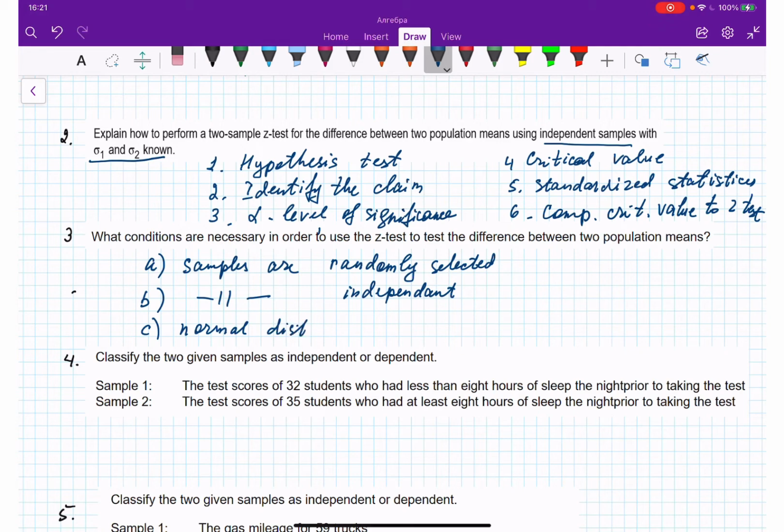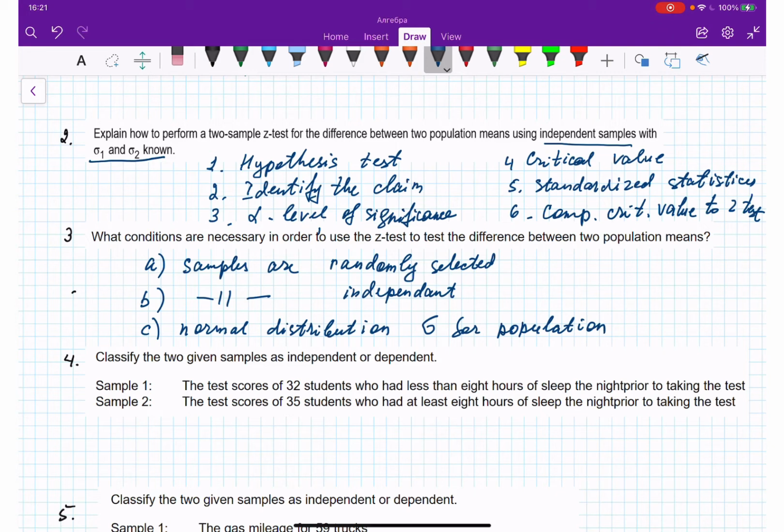Normal distribution. And a very important condition, if you watched the video, then you should know that to do a z-test you have to have sigma for the population, right? Because if population sigma is not known, then you can't apply a z-test. It's going to be a t-test.